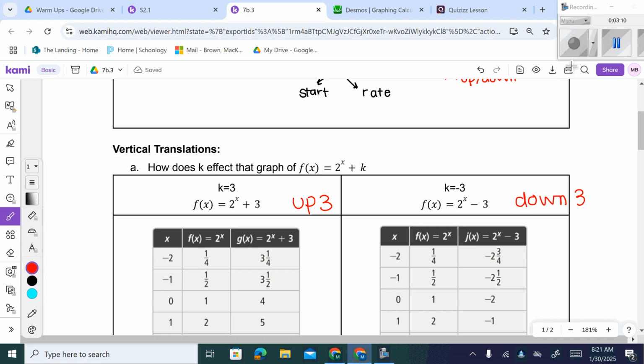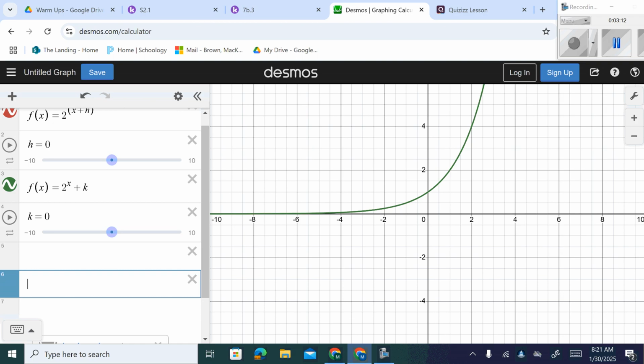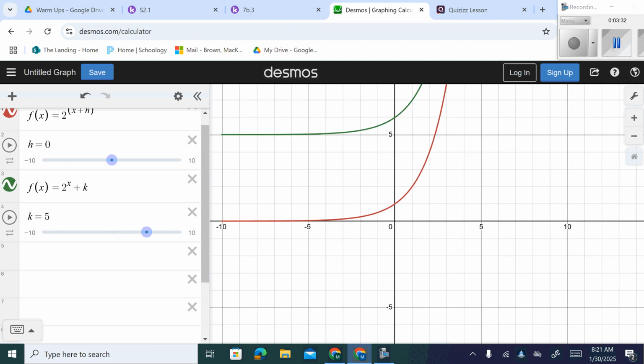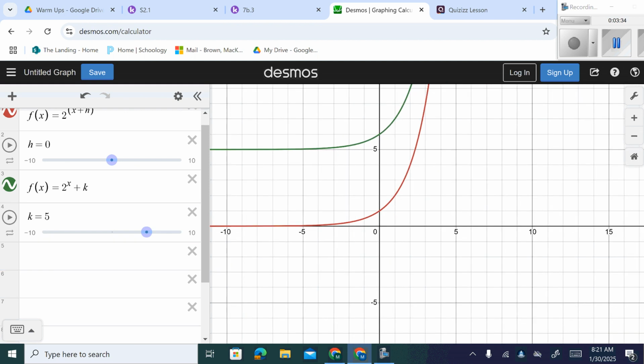So when I look at this, let's look at it right here. Let's not use 3. Somebody give me a number. 5. Okay, so here's my original graph. Y'all see this? If I make this K a 5, what should happen to this graph? It should go up how many? 5. Okay, so let's see. I made it 5. Do y'all see it? Did it go up 5? Yes.